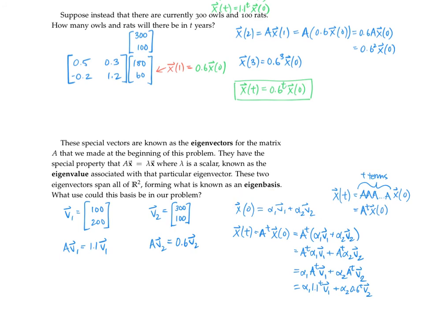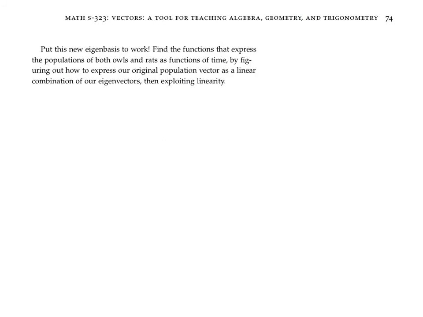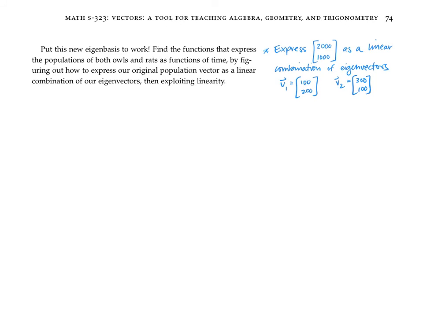And of course, that's going to require us to use change of basis. The whole point of this is that we want to put the eigenbasis to work. We want to take that original stubborn vector, 2,000, 1,000, at the very beginning of this problem, and find out how to express it as a linear combination of eigenvectors. Once we know how to do that, which we're going to have to use change of basis to accomplish, by the way, then we know that computing x of t is just a matter of exploiting the linearity of A.